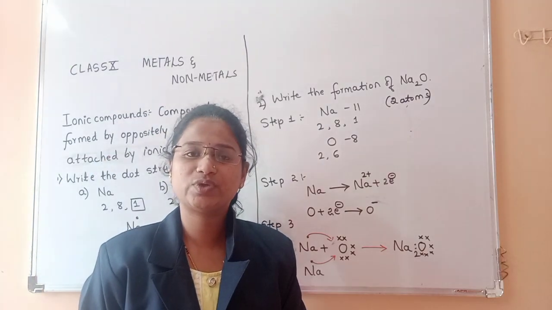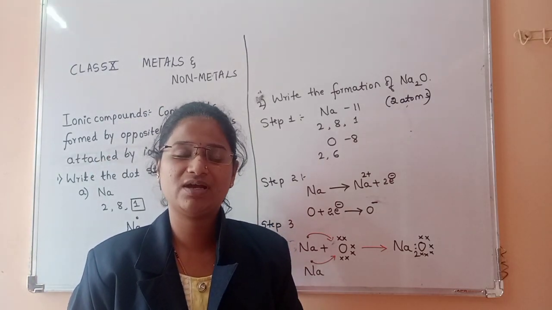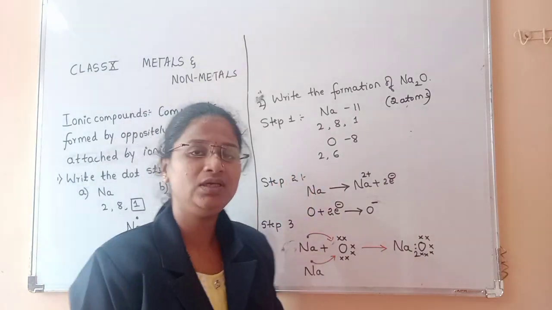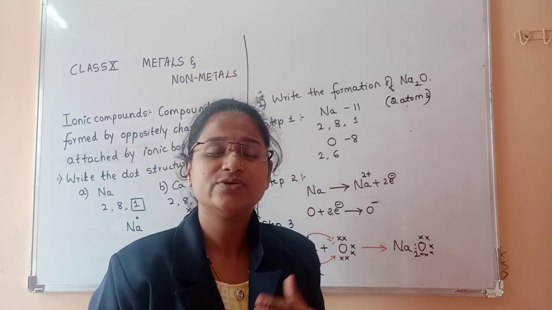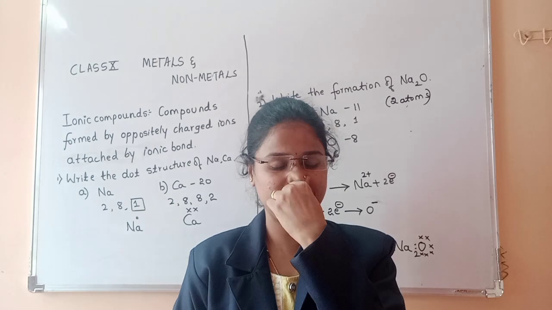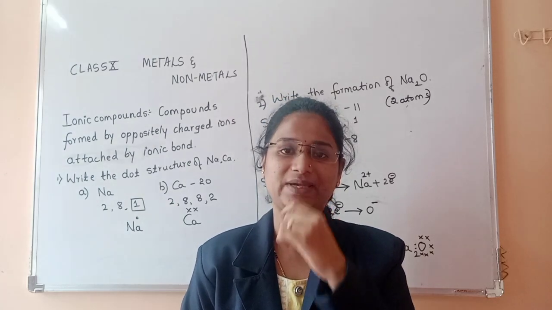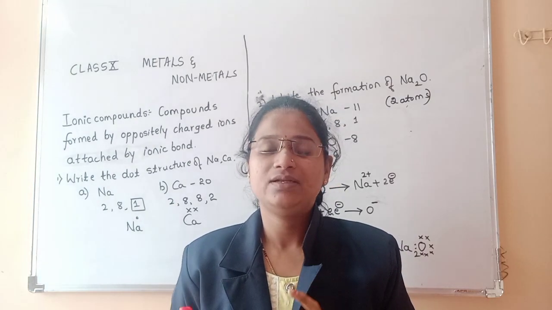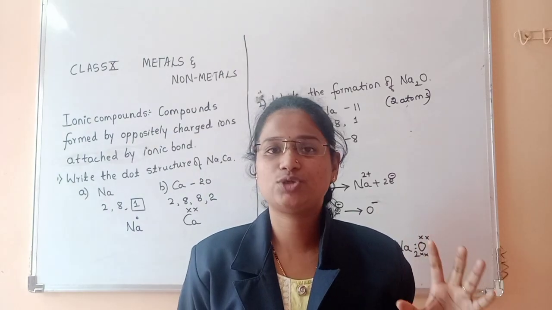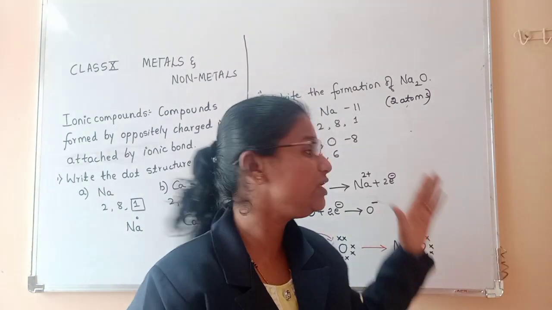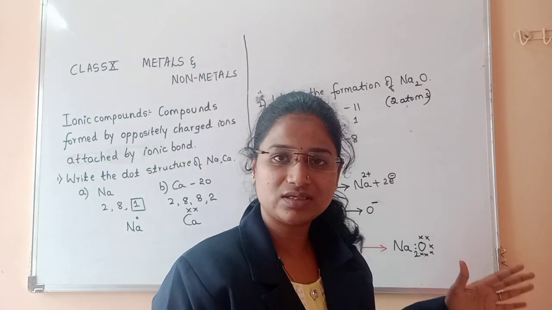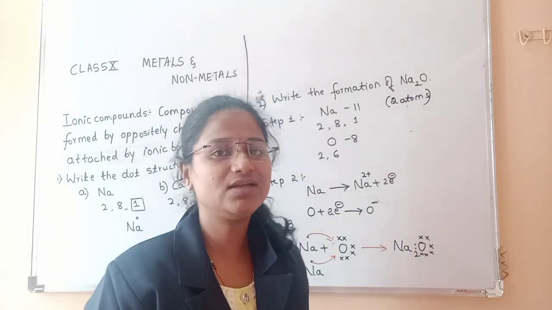Like this, we have to write the formation of ionic compounds when they ask in an exam. They may give magnesium oxide, they may give calcium oxide, anything they might give. So you should know the atomic number and the electronic configuration. Only then can you write the dot structure, and only then can you proceed with the reactions.